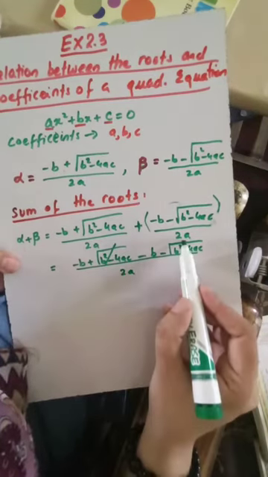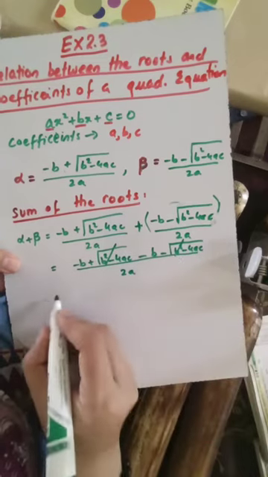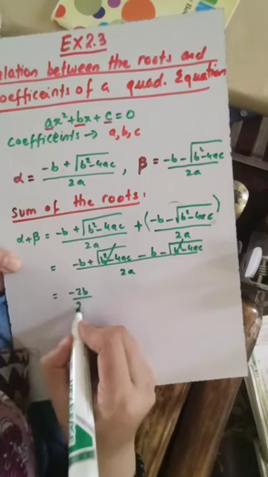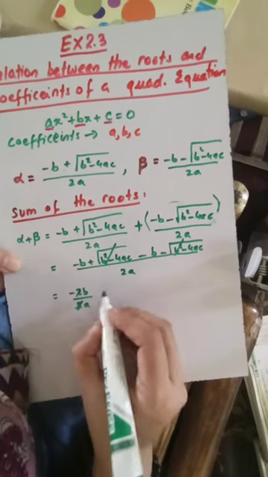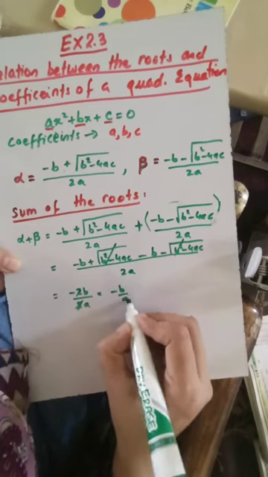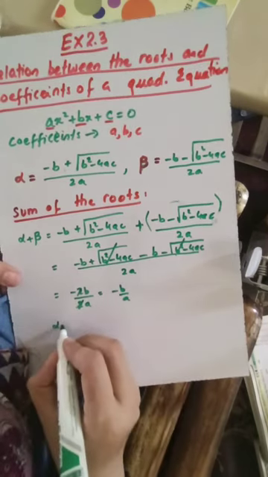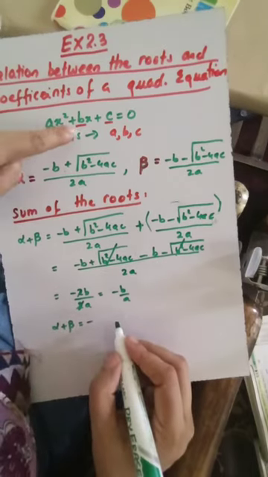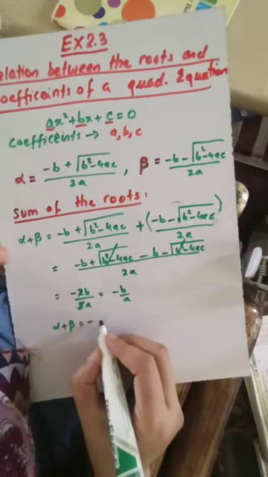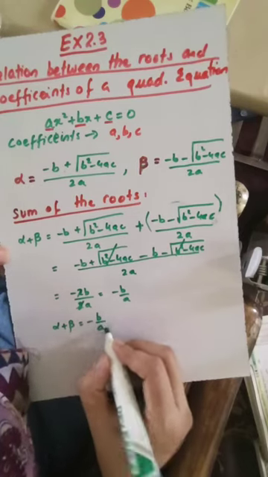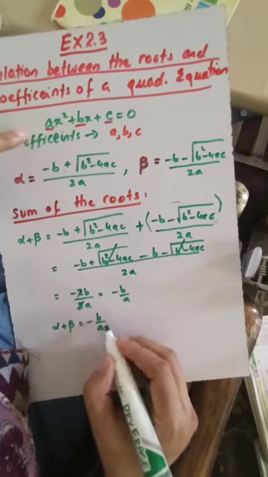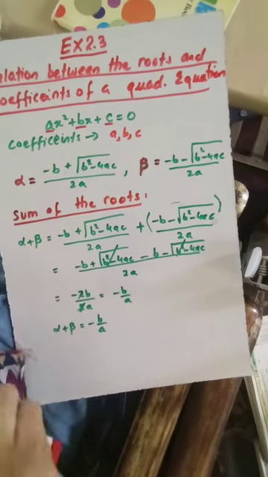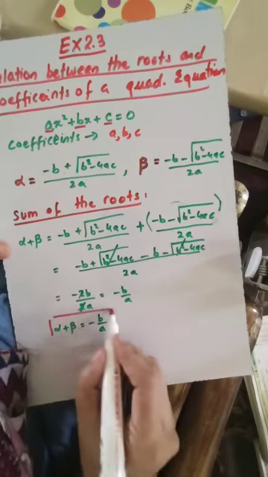This will be cancelled out with this number, and we will be left with negative b which will be negative 2b over 2a. Cancelling out 2, we will get negative b over a. So it means that if we add the two roots, it is equal to the negative of the ratio between the coefficient of x and the coefficient of x square. So this is one relation between the roots and the coefficients of a quadratic expression.